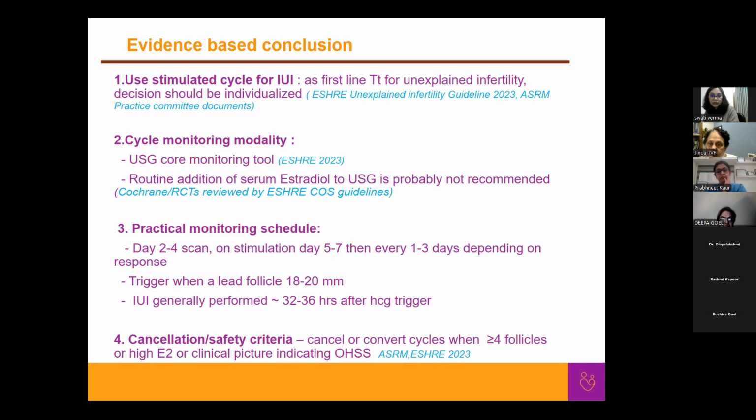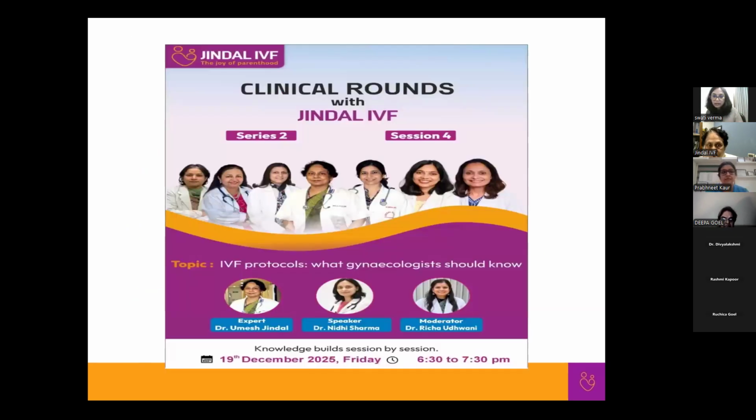So here I conclude with our announcement of the next class, which is on 19th of December, about IVF stimulation protocols. We have already covered stimulation for IUI. Now we are moving to IVF. The next topic will be taken by Dr. Nidhi, under the expert opinion of Dr. Umesh Jindal, and this is the IVF protocols, what a gynecologist should know. So that is how I conclude this.